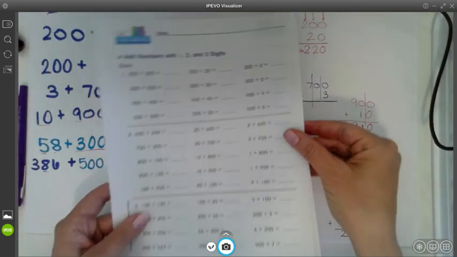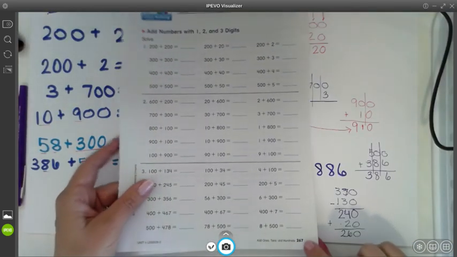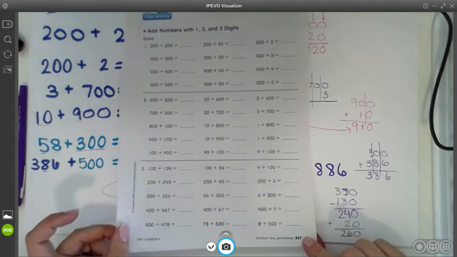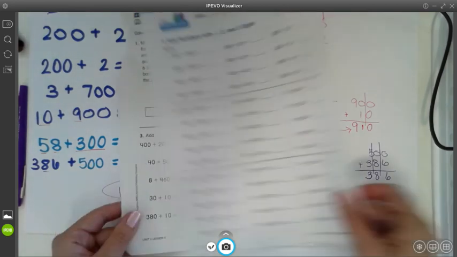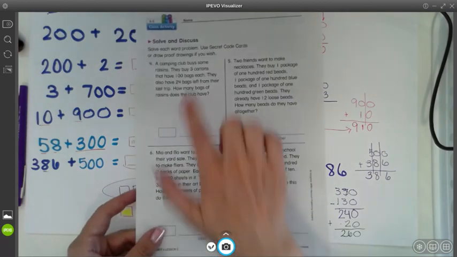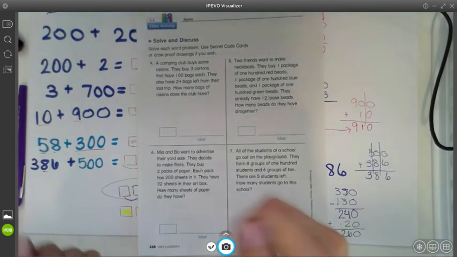Otherwise, if you are working in your homework and remembering, again, however you want to add, if you want to be making and representing drawings, please do. Page 267. And on the back is practice with the word problems.